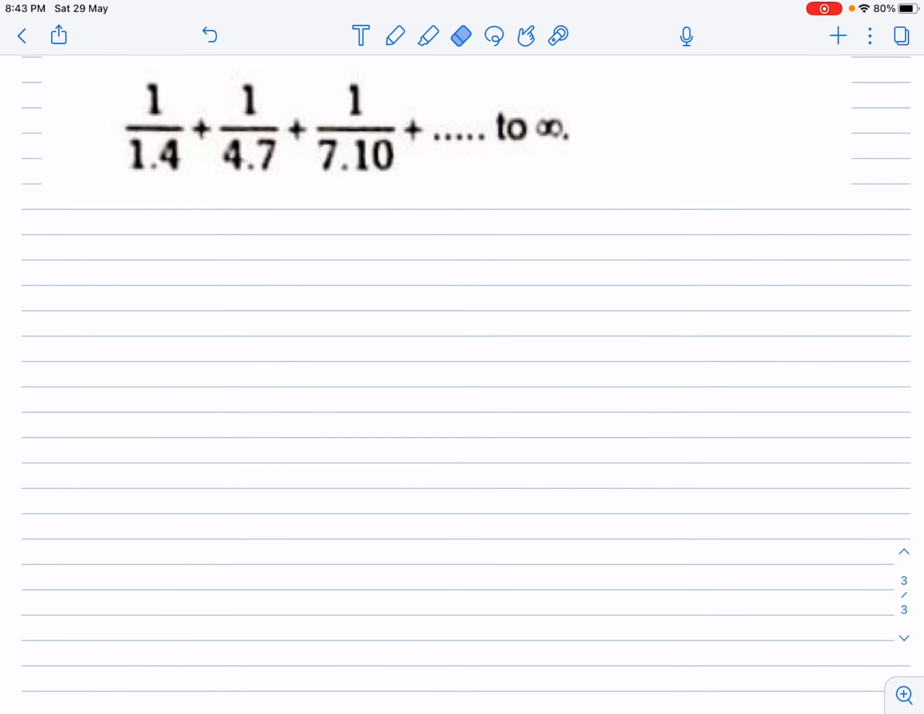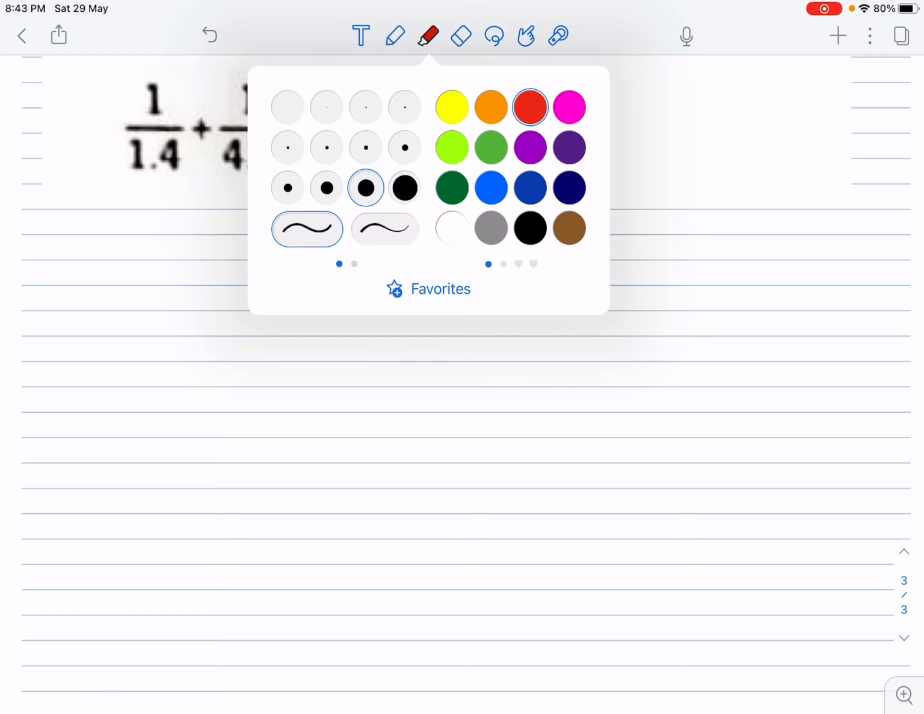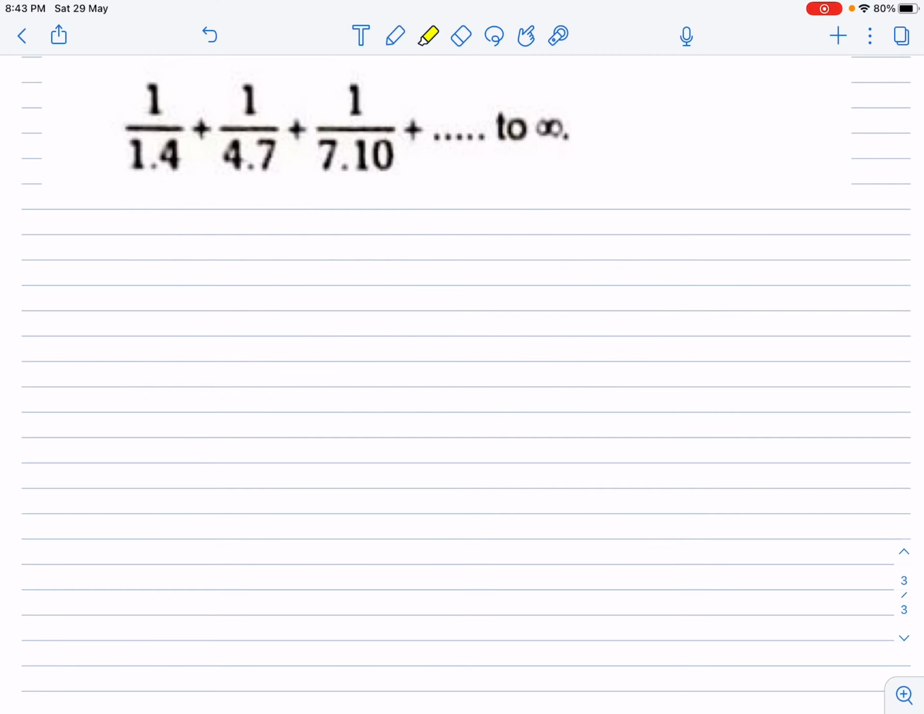So let's try solving this question written on the screen. What is the problem statement written over here? 1 divided by 1 multiplied by 4 plus 1 divided by 4 multiplied by 7 plus 1 divided by 7 multiplied by 10 goes on up to infinity.